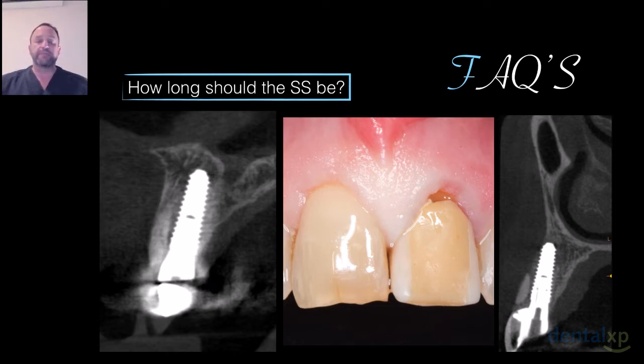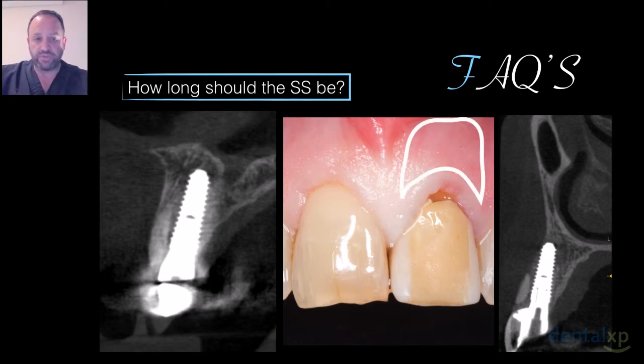And by Baum et al. And the rest of it is really going on my experience and also listening to other clinicians and how they treat their cases. So the first question is, how long should the socket shield be?